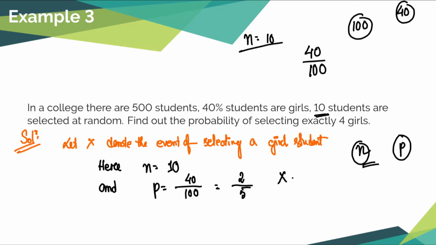So that means X follows a binomial distribution. Why binomial distribution? Because in selecting a girl, you can either be successful or fail. So it's a Bernoulli trial, and we are doing the same thing how many times? 10 times. That means we are repeating a Bernoulli trial n number of times, which leads to a binomial distribution. So this random variable X, the event of selecting a girl, follows a binomial distribution with the parameters 10 and 2 upon 5, right?